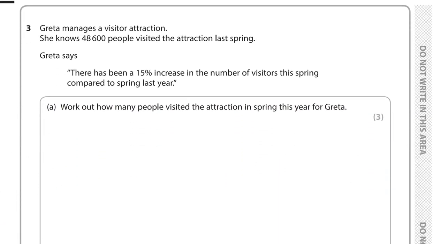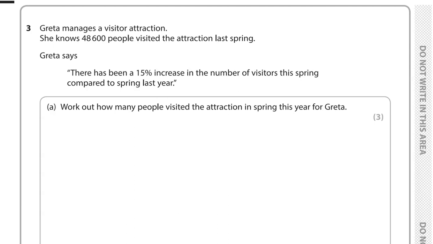Greta manages a visitor attraction. She knows 48,600 people visited the attraction last spring. Greta says there has been a 15% increase in the number of visitors this spring compared to spring last year. Work out how many people visited the attraction in spring this year for Greta.